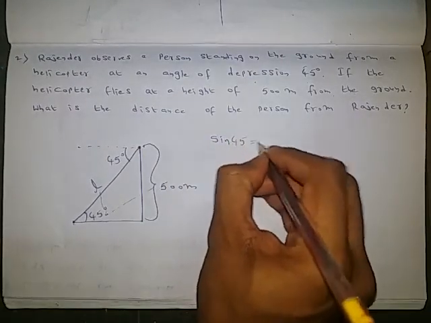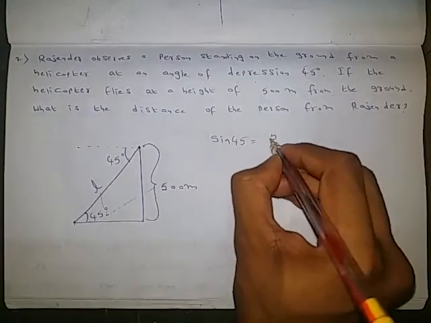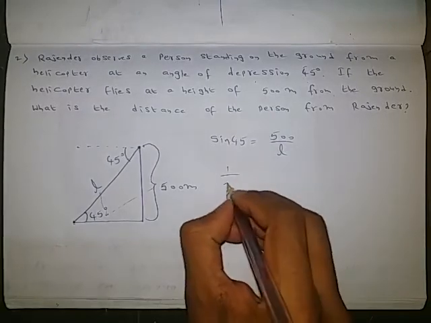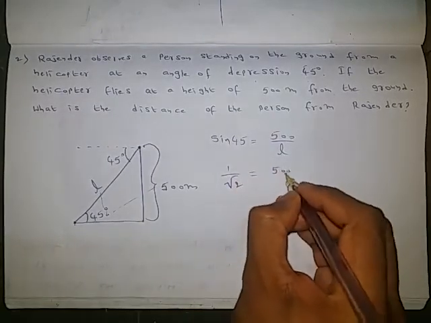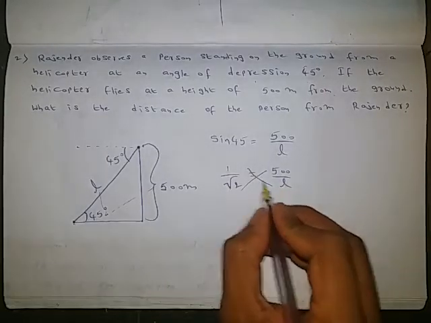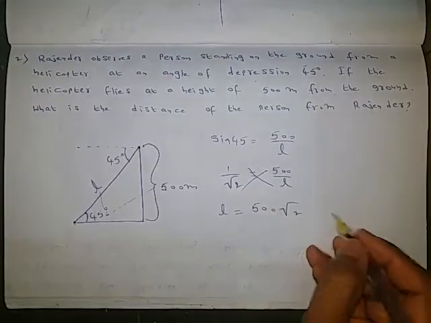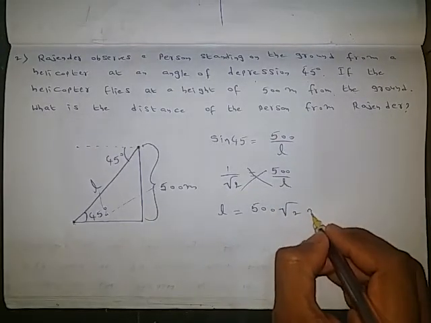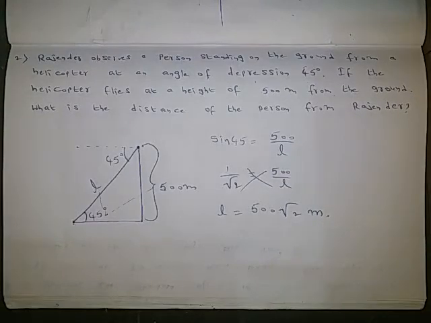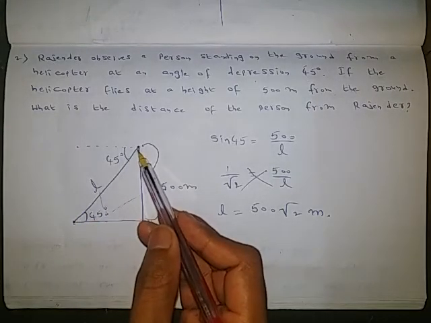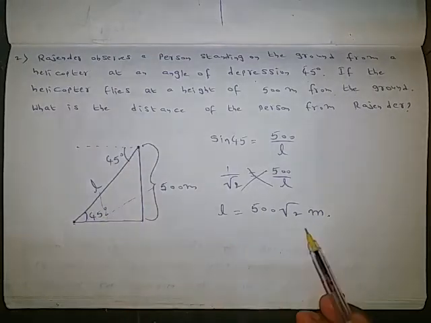So sine 45 is equal to opposite 500 divided by hypotenuse L. Sin 45 is 1 by root 2, which equals 500 by L. If we cross multiply, L into 1, L is equal to 500 into root 2, 500 root 2. All the measurements are in meters, so this is also in meters. So it means the distance of the person who is observing from the helicopter, Rajendra, is 500 times root 2 meters.